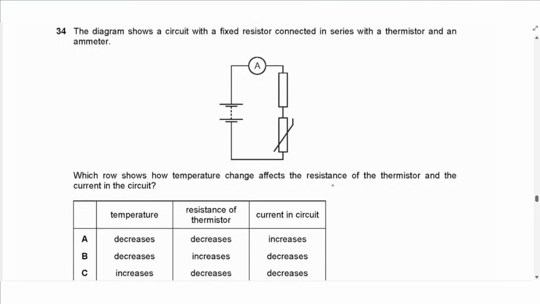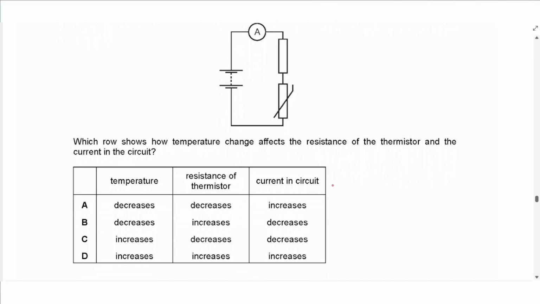Question 34 says the diagram shows a circuit with a fixed resistor connected in series with a thermistor and an ammeter. Which row shows how the temperature change affects the resistance of the thermistor and the current in the circuit? So as the temperature increases, the resistance decreases and vice versa. So if both decrease or both increase, it's wrong. So decreases and increases, yes. Increases and decreases, yes. And the resistance is inversely proportional to the current. If the resistance increases, the current decreases, not the same thing. So the answer here is B.